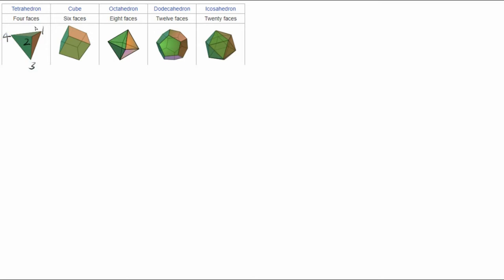However, when we label these vertices, we want each combination to be unique, in that you can't get two combinations or duplicates if you can rotate the solid in such a way to get that combination. So what do I mean by that? Let's say 1, 2, 3, 4. Let's say I label the vertices like this.